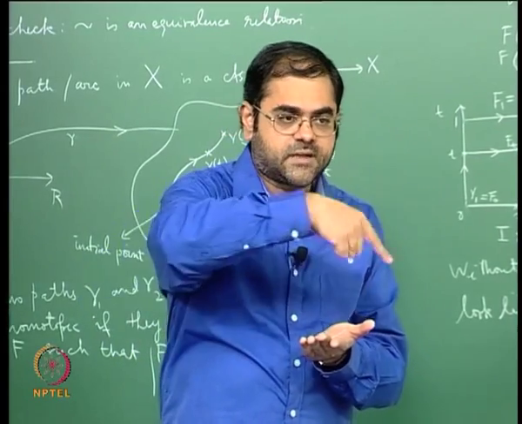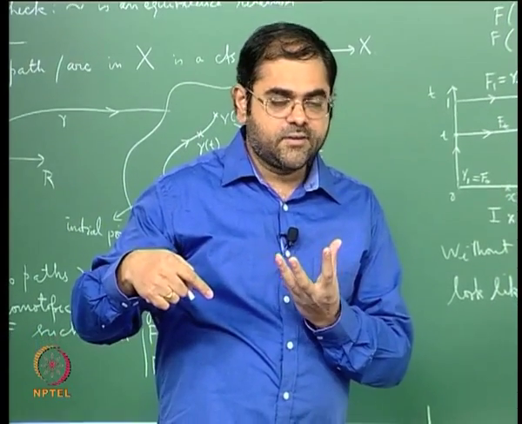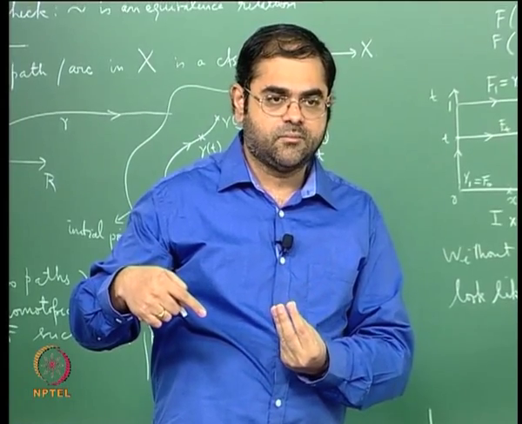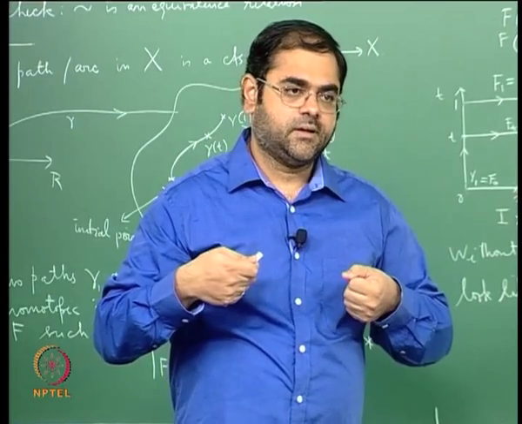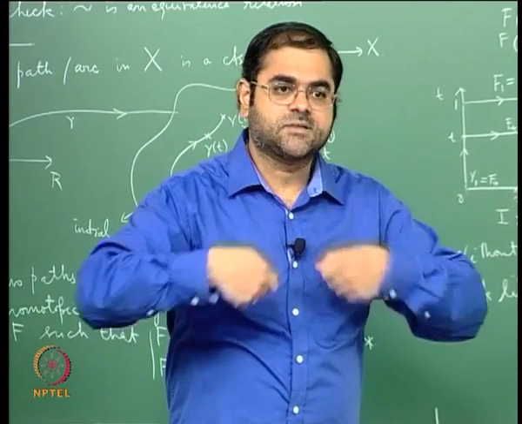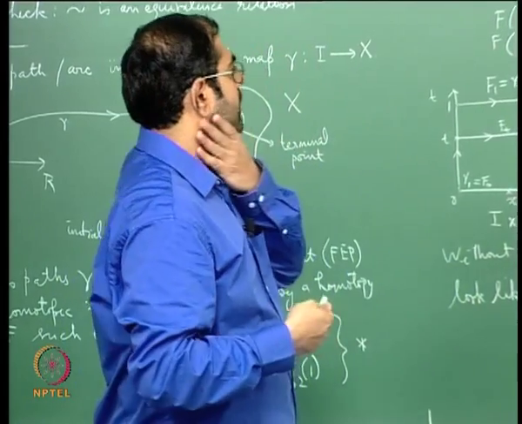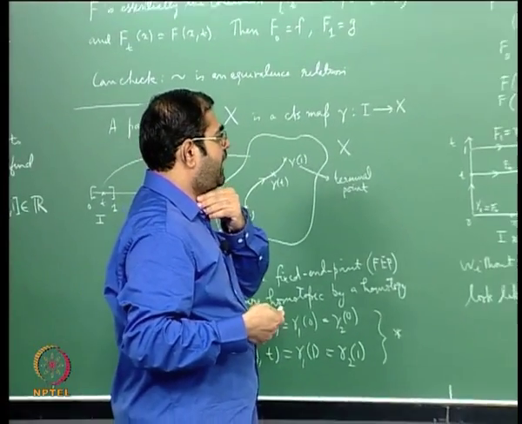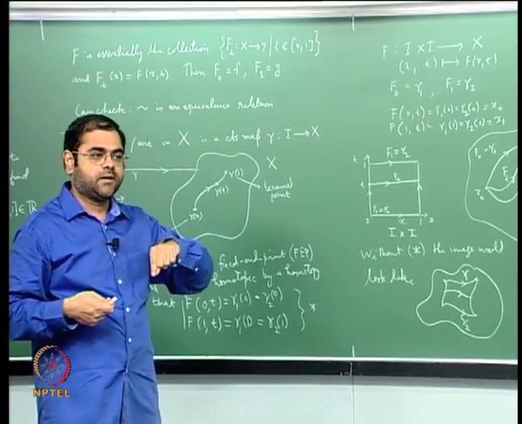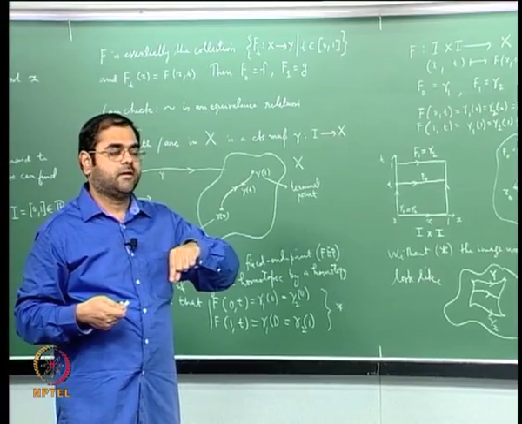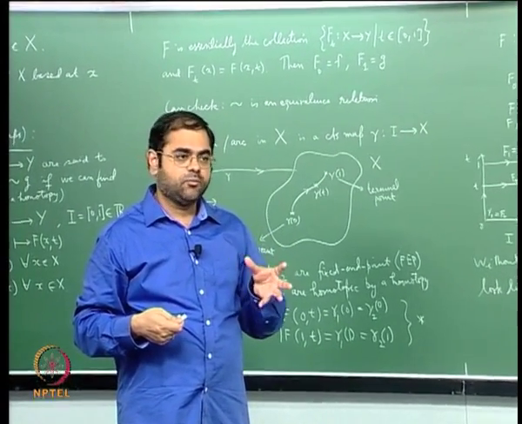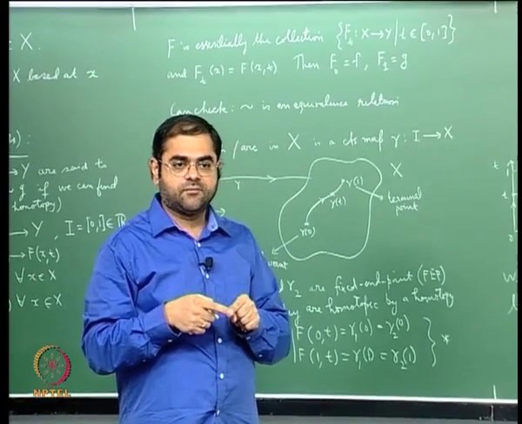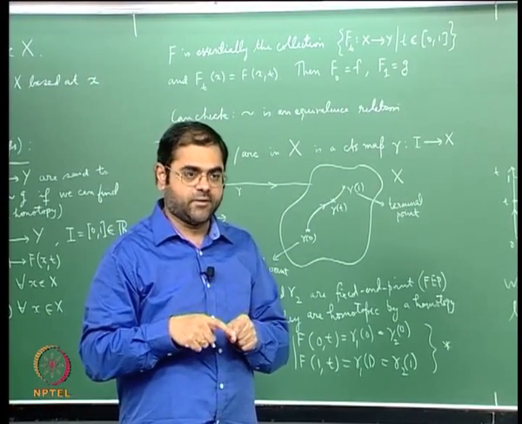If I have a loop surrounding that, I cannot continuously collapse it to a point, because at some point there is a hole and I cannot move the loop across the hole, okay. Therefore I will have to study homotopies of loops. And how do you interpret a loop? You interpret a loop as a path starting from a given point and coming back to the same point, okay.